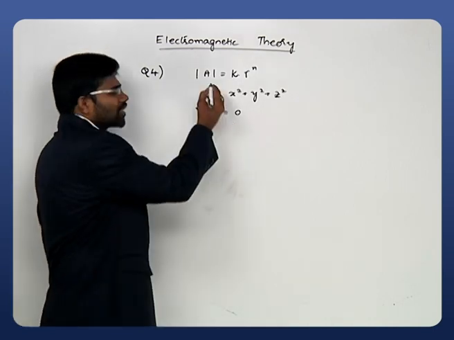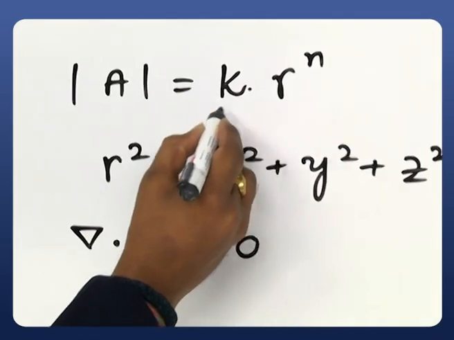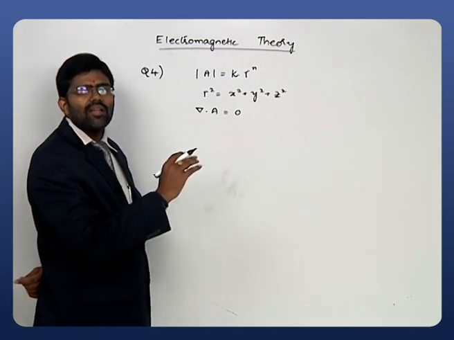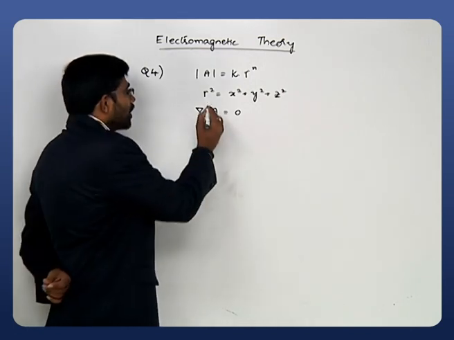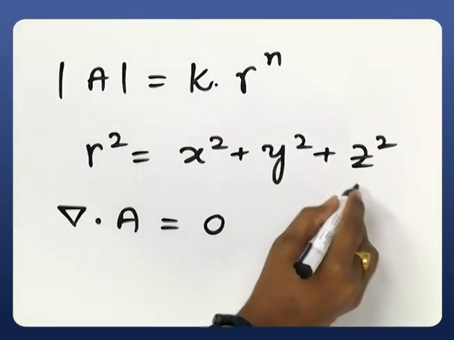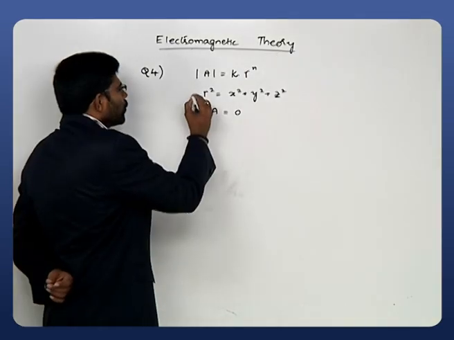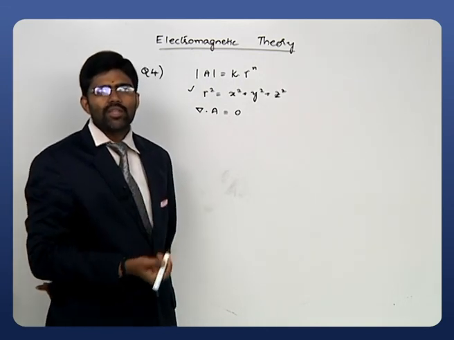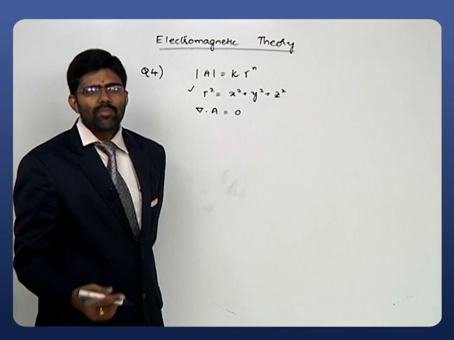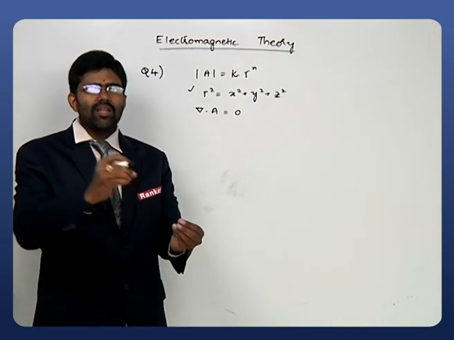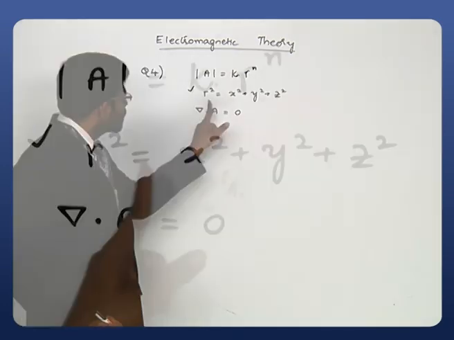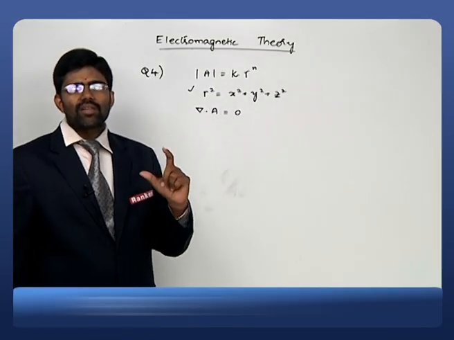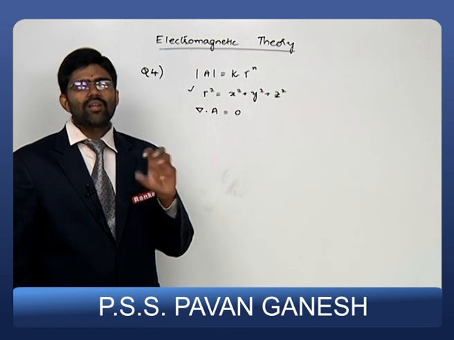Now the vector is given like this. Magnitude of A is equal to k into r power n, and he mentioned clearly it is radially outwards, and r square equals x square plus y square plus z square. This equation gives a clear idea about which coordinate system we are supposed to take for that vector A bar. Since he mentioned clearly that A bar is radially outwards and the radius equation is x square plus y square plus z square, we can say that the given coordinate system is a spherical coordinate system.